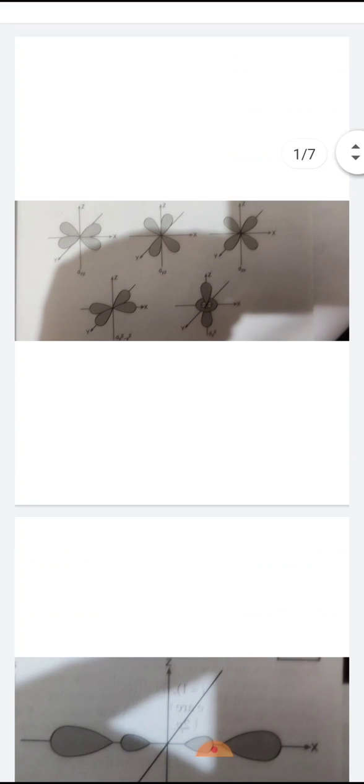Then the shape of d orbitals. For d orbitals, there are 5 possible orientations corresponding to m equal to -2, -1, 0, +1 and +2. This means there are 5 orbitals in each d subshell. For the 3d subshell, these are designated as 3dxy, 3dyz, 3dzx, 3dx²-y² and 3dz². These 5 orbitals are equal in energy, but they differ in their orientations.